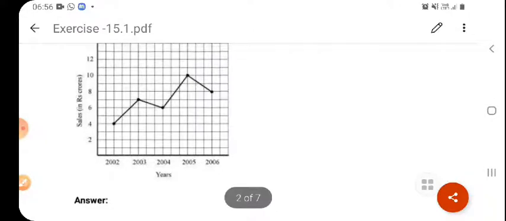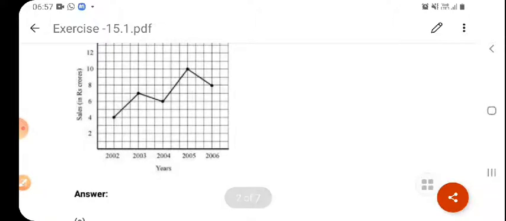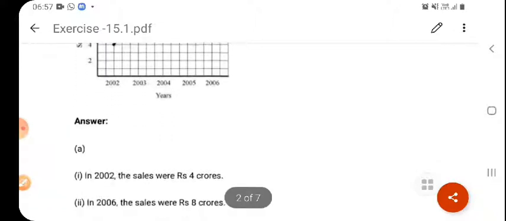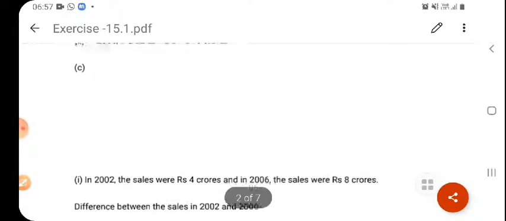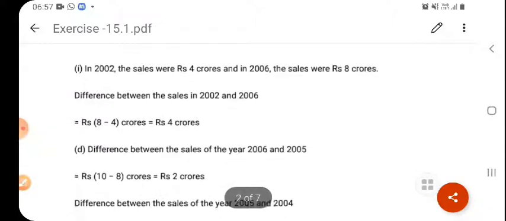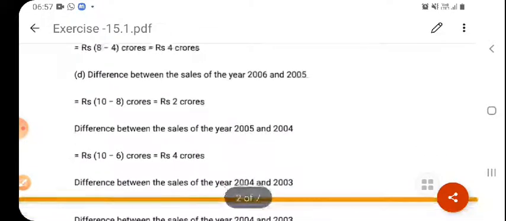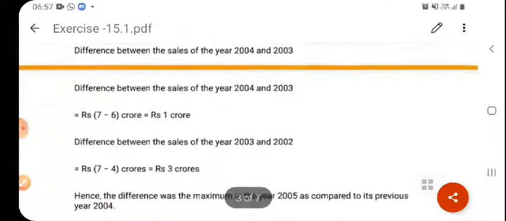In 2002 the sales were in rupees crore. 2002 it is 4 crore, 2003 it is 7 crore, 2004 it is 6 crore, 2005 it is 10 crores, and 2006 it is 8 crores. Okay, so we have to take it from the graph and make the difference wherever required and give the answers of the questions by the graph.